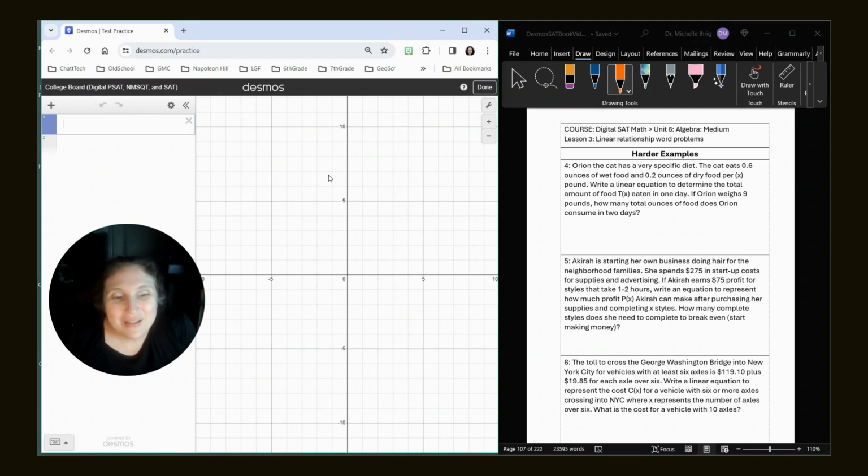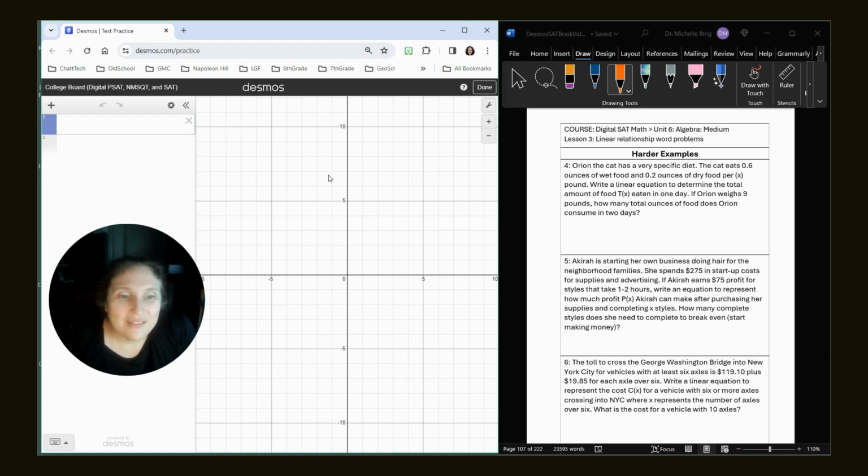And I was smiling because I wrote all of these questions. And Orion is the name of the cat our family adopted. And I actually went on to the New York City website to find out how much it really does cost to cross the bridge. So these are pretty darn accurate questions. And my cat does weigh 9 pounds. So there you go. Let's take a look.